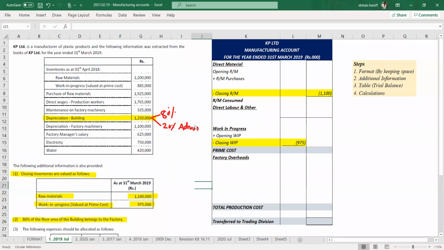If you remember, in one of the previous slides I showed you overheads. The overheads are divided into two: factory overheads or manufacturing overheads, and non-manufacturing overheads. Non-manufacturing overheads are administration, selling and distribution, and finance. So here only 80% goes to the factory. Out of this depreciation of building under factory overhead, we take it here.